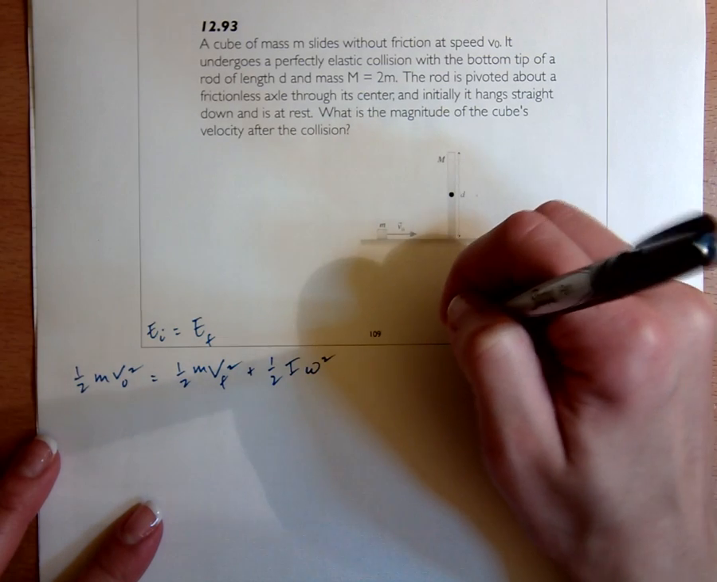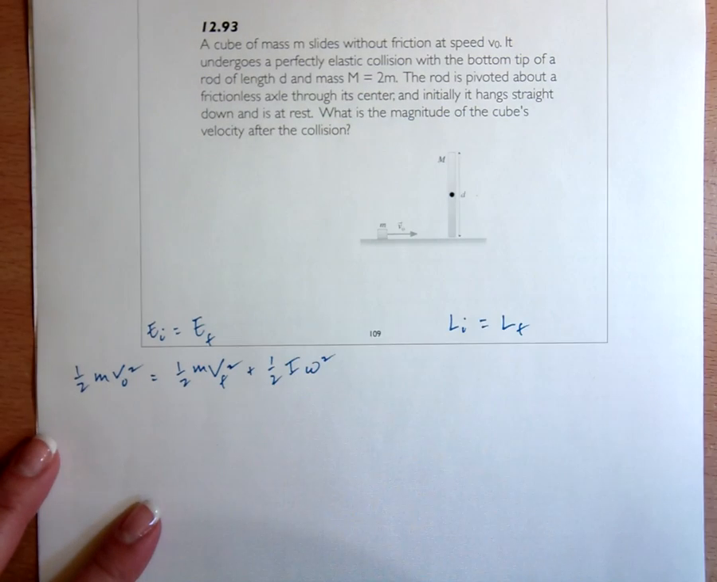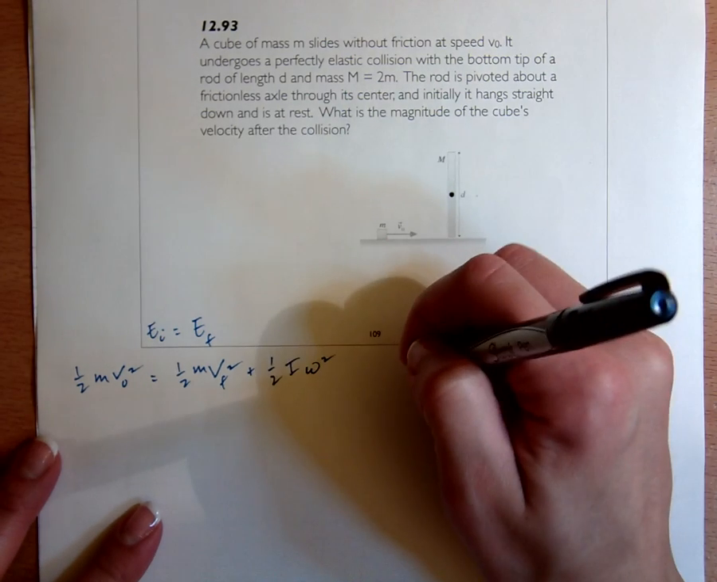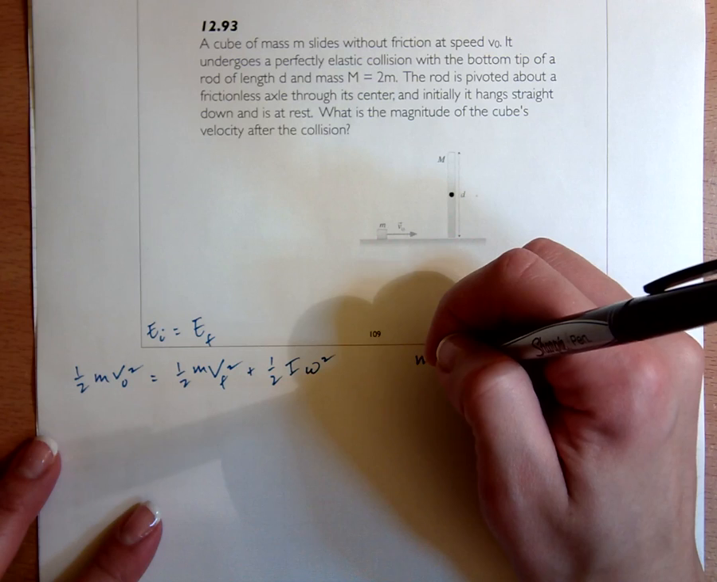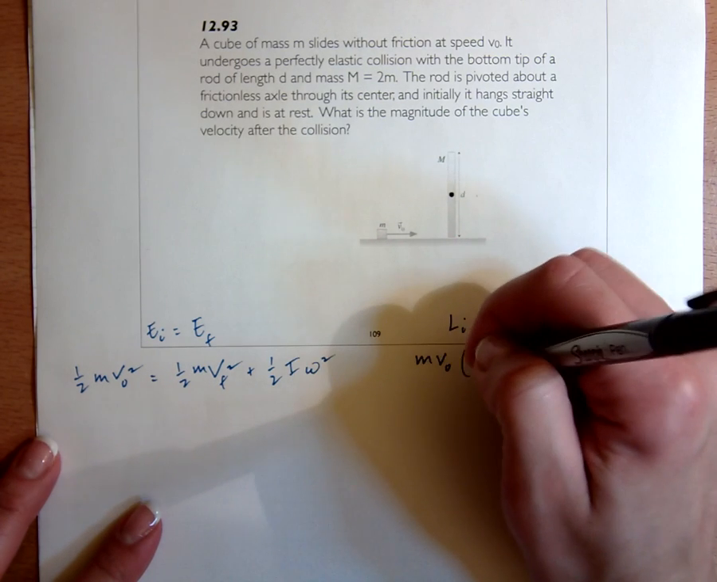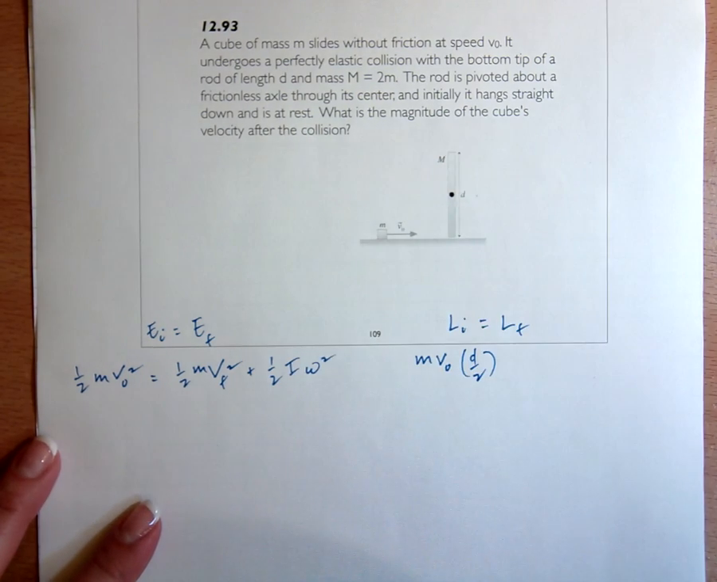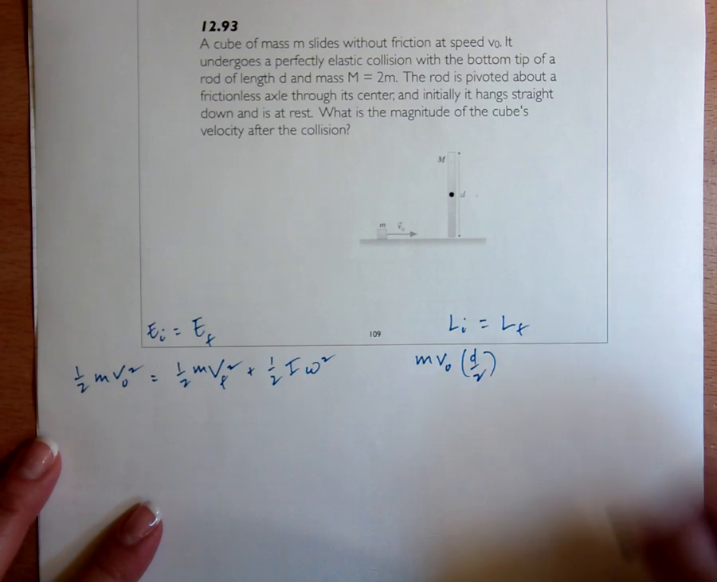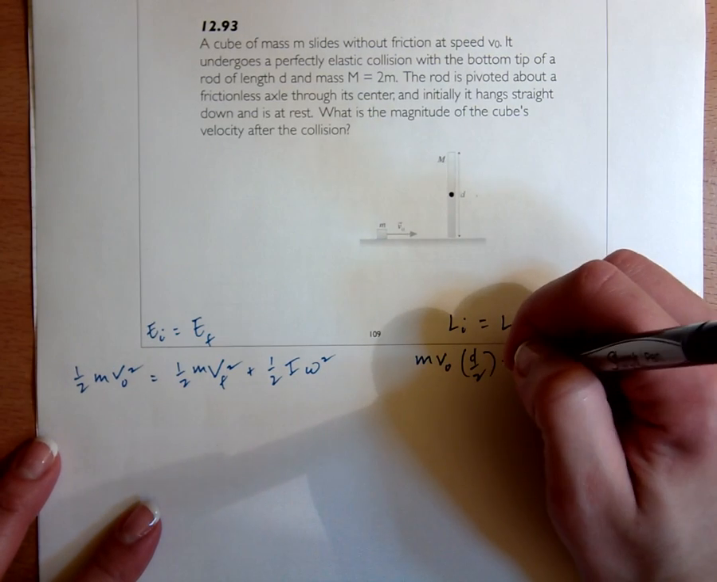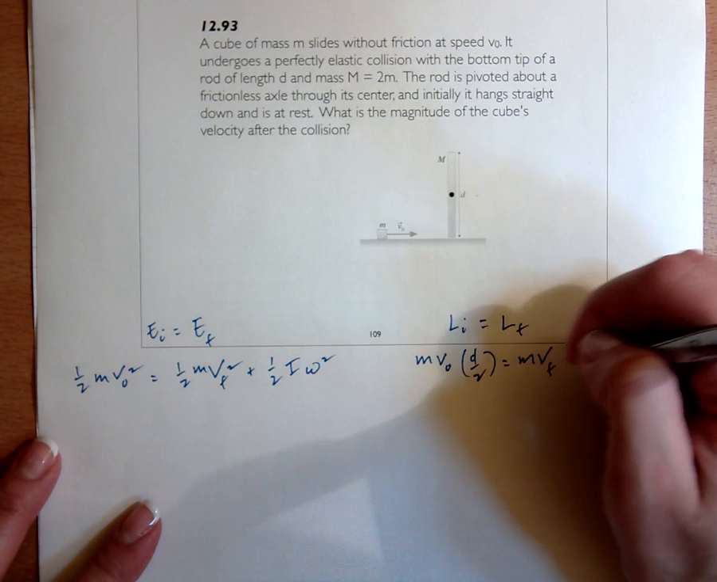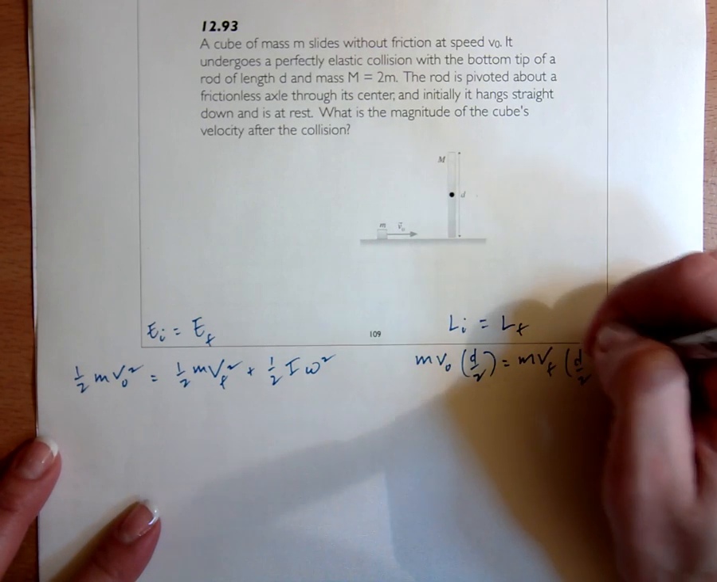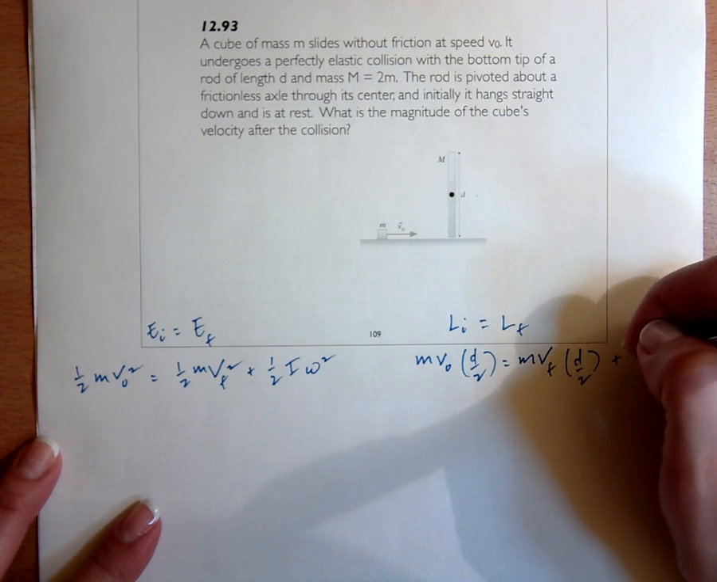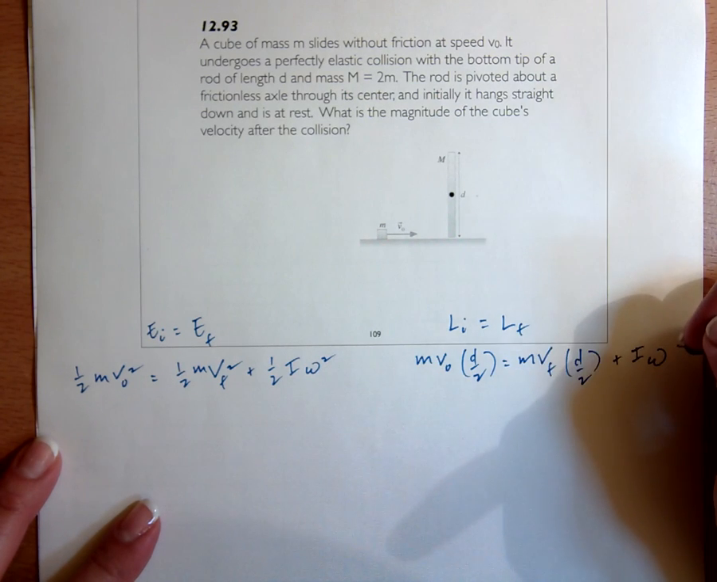Now you also have conservation of angular momentum. So initial angular momentum is equal to final angular momentum. For the particle initially, you have m v initial times d over 2, and we discussed in class why the angular momentum of the particle initially looks like that. And that's equal to the same mass times v final times again d over 2 plus I omega for the rod.